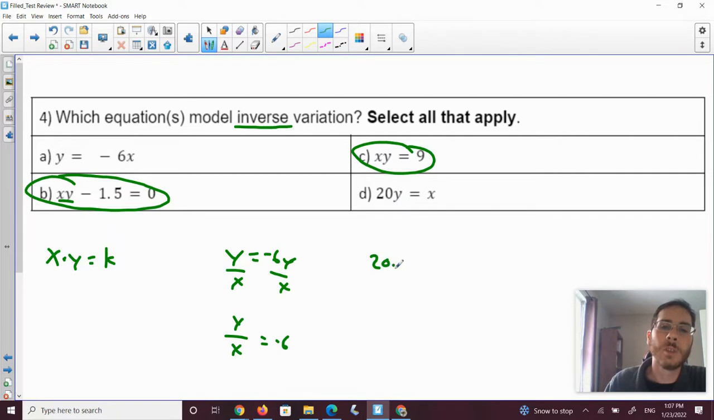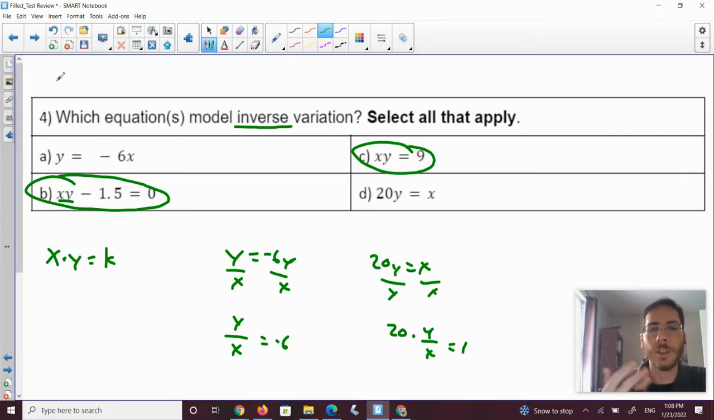Same deal over here, 20y equals x. If we try and get them on the same side, we would get 20y divided by x equals 1. We have y divided by x. That's not inverse variation. When you divide them like that, or when they're on opposite sides like that, that's direct variation. So that one's pretty quick. You just have to recognize this form. This is the key, is to remember that form for inverses.